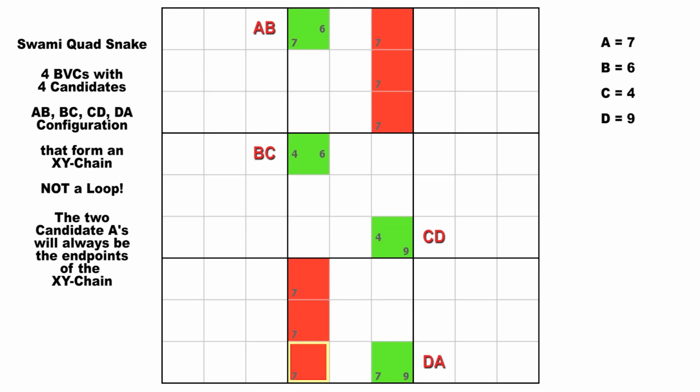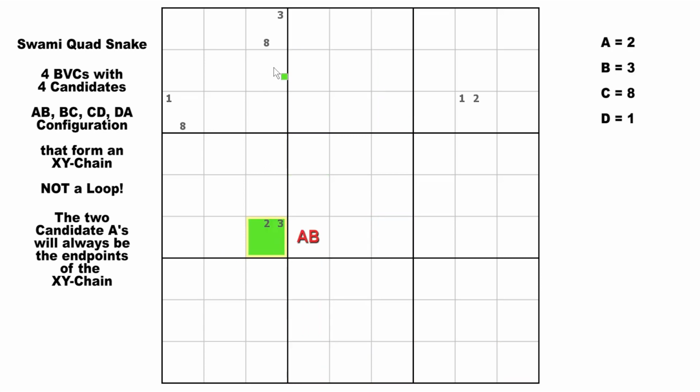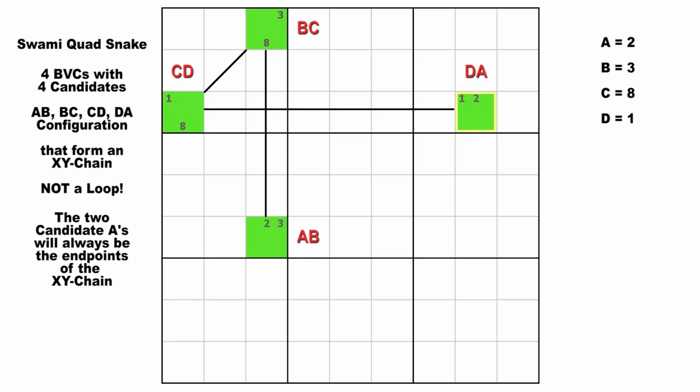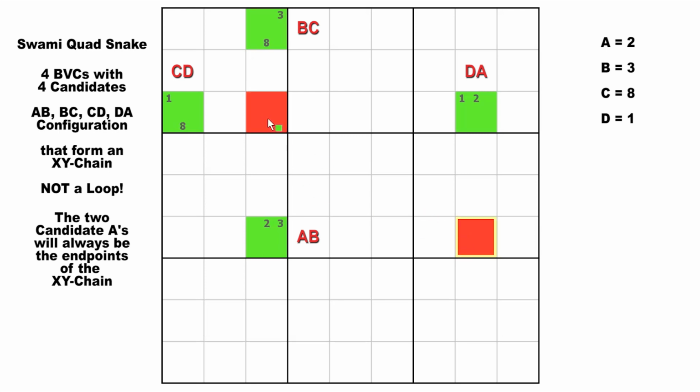All right, let's do one more. Okay, so here we have AB, BC, CD, and DA. And this one kind of looks like a 2-string kite, you see? And so candidate 2 is candidate A, and you could start on either one of those and make your XY chain. But we know that one of those must be true because they are the endpoints of the chain. So any other candidate 2 that can see both of those 2's must be false. And in this diagram, there are only 2 places where that can happen. And those 2 places are here and here. If there were a 2 in either one of those cells, they would be false. All right, so that's the Swami Quad snake.